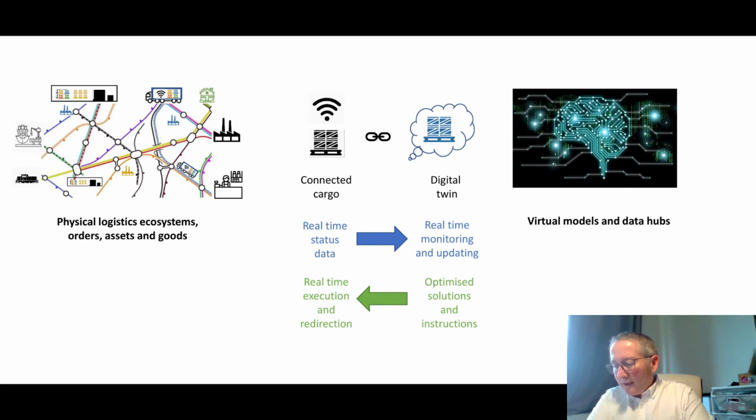This continuous updating of the digital twin allows for optimized solutions and instructions. For example, redirecting a flow of cargo through a congested port and warehousing system, which allows real-time execution of change of instructions. So if necessary, immediate redirection once operations are already in progress. That sounds really challenging, Ben. So how is the data collected to make all this happen?